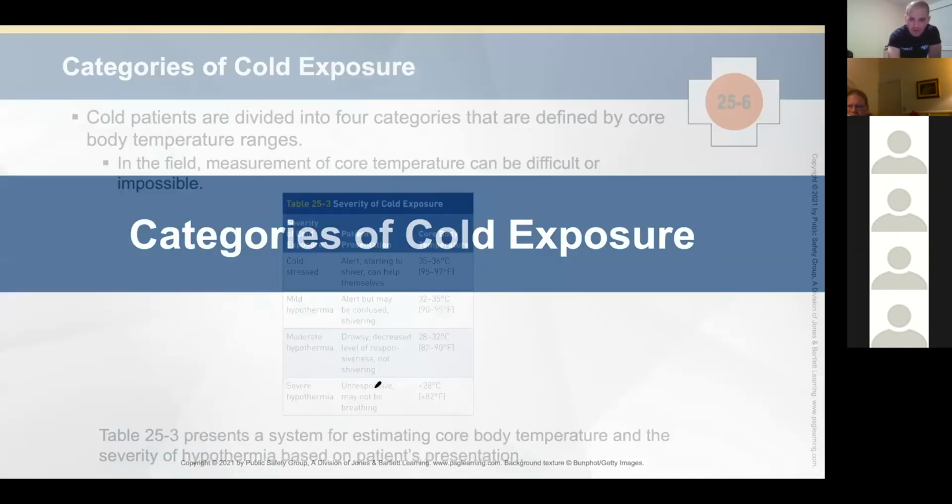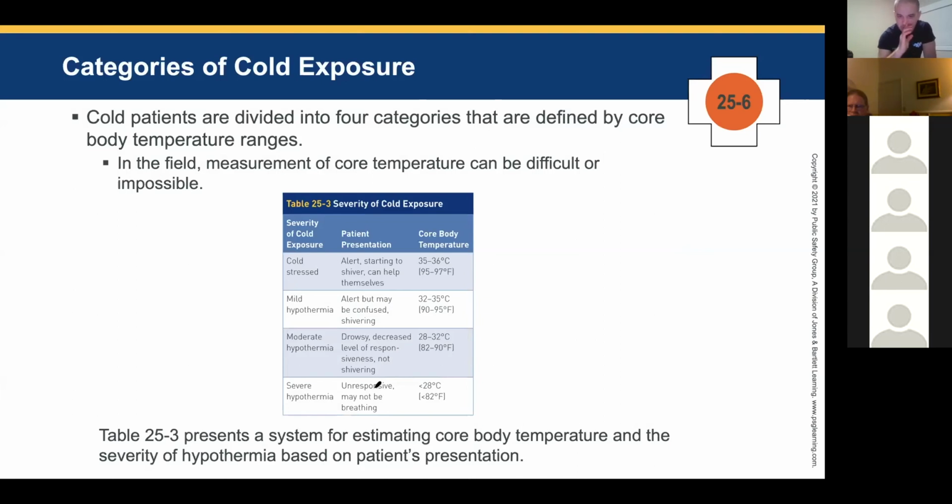All right, so different categories of cold exposure. Cold patients are divided into 4 categories that can be defined by core body temperature ranges. Now, here's the key. In the field, measurement of core temperature can be difficult or impossible. Now, we are talking about a core body temperature. What is the best way to get a core body temperature? Rectal. Rectal, absolutely. We need to get a core body temperature by taking a rectal temperature.